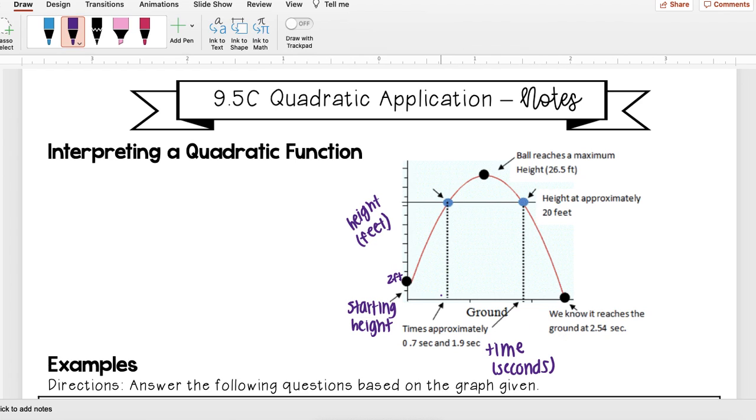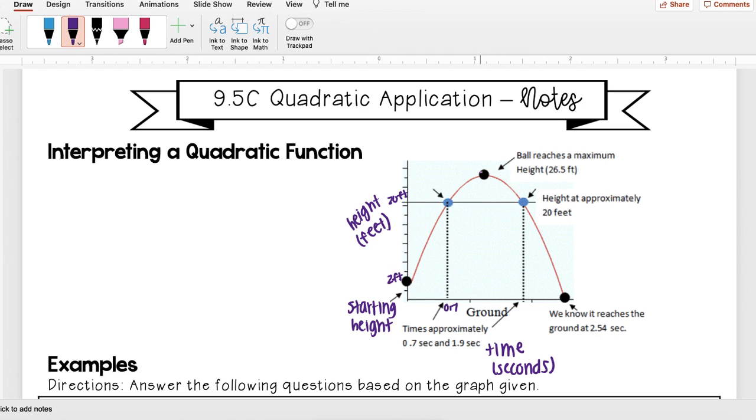Let's say I want to know how high the soccer ball is at 0.7 seconds. Well, I'm going to go to 0.7 on the x-axis, which is right here. And I'm going to go up, reach the point that is on that graph. And then I'm going to look to the left, and I'm going to say, okay, well, how high is that at that point? And so here, that's approximately at 20 feet. So I would say, okay, so then after 0.7 seconds, the soccer ball is at 20 feet.